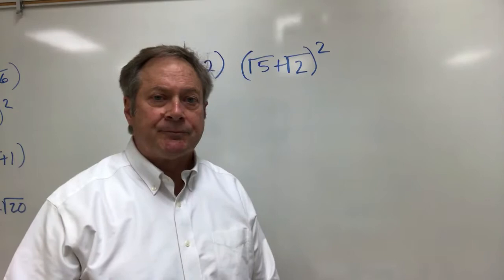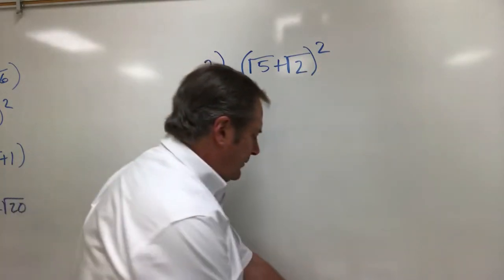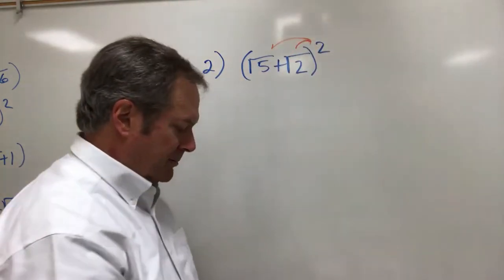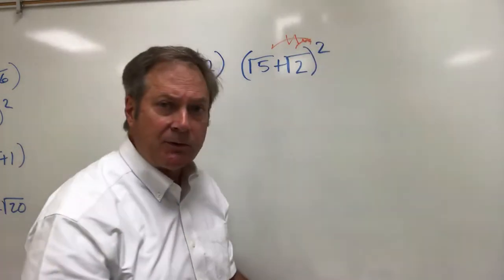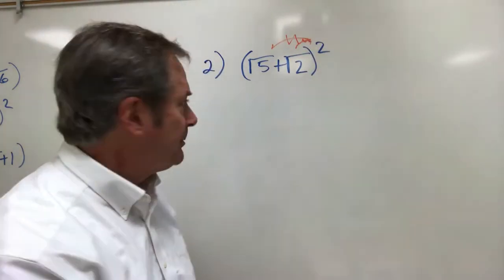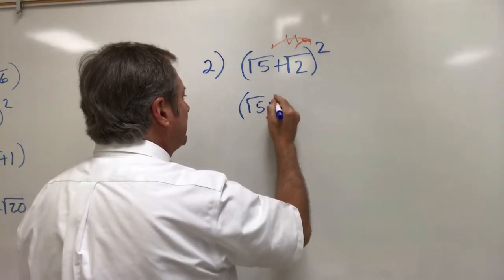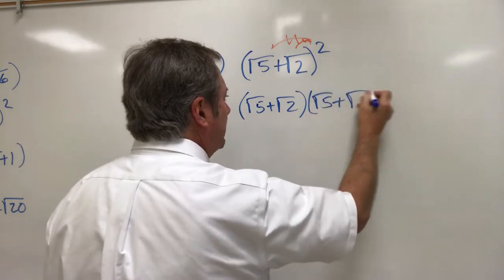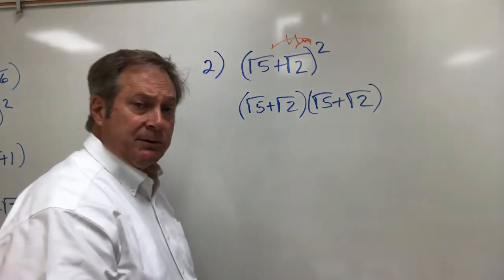All right, number 2. Here we've got a binomial squared, and a common mistake students make is they want to square every term here, but that's not right. And the reason is that a binomial squared is the binomial times the binomial. So we've got square root of 5 plus square root of 2 times the square root of 5 plus the square root of 2. Now we use the usual distributive property.